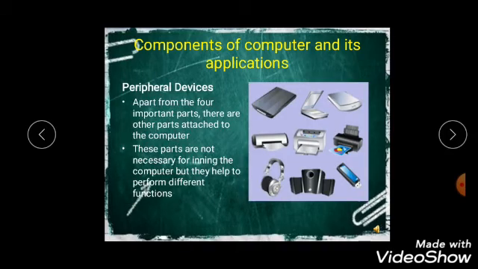And then peripheral devices. Peripheral devices are nothing but, we already know the four important parts, the four main parts in the computer. Apart from the four main parts, we use some parts for our necessary needs. These are the parts. Without these parts we are able to run the computer. For our need we fix these parts to our computer.